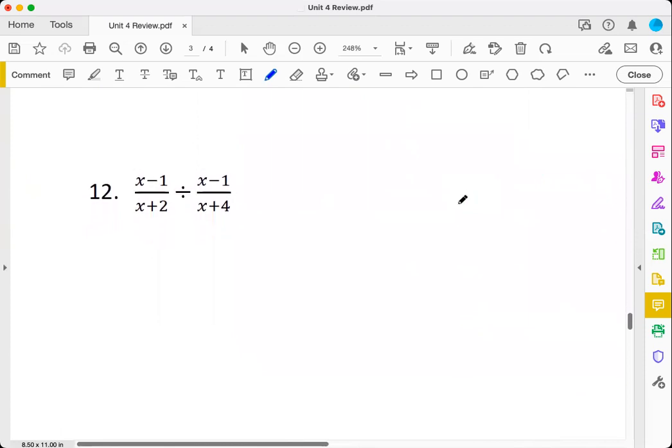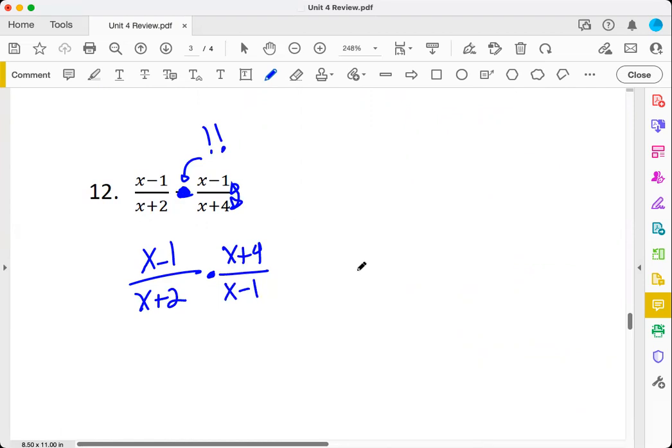All right, multiplication and division are super easy. So recall, if it's division, big alert that you're going to really just have to flip this fraction and then multiply. So really, the core of this is just that you're now multiplying that first fraction with x plus 4 over x minus 1.